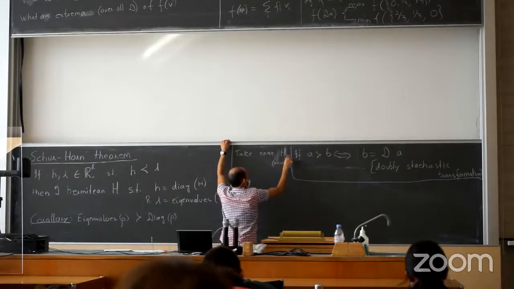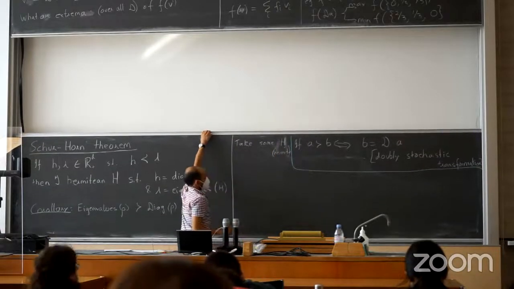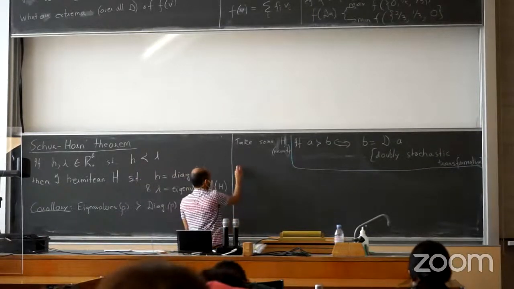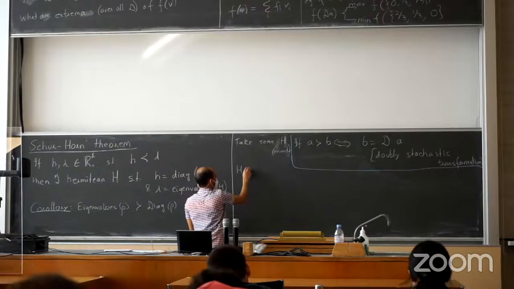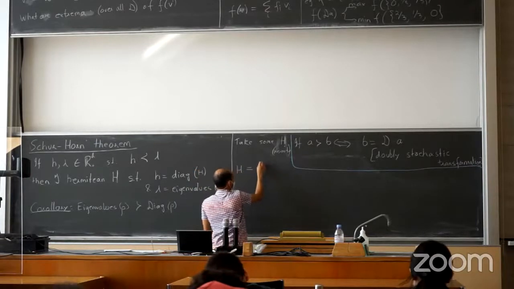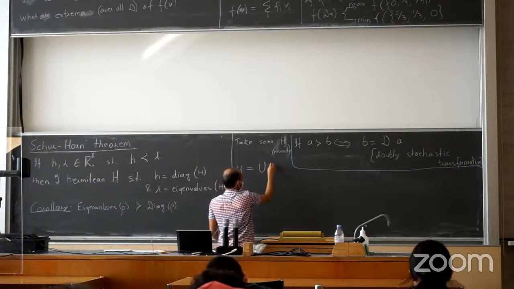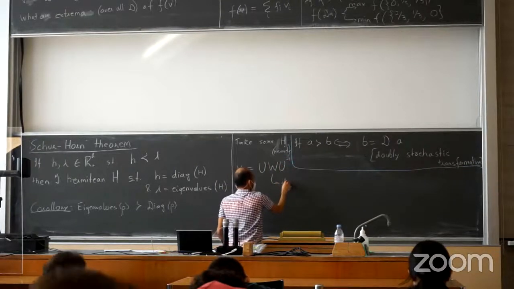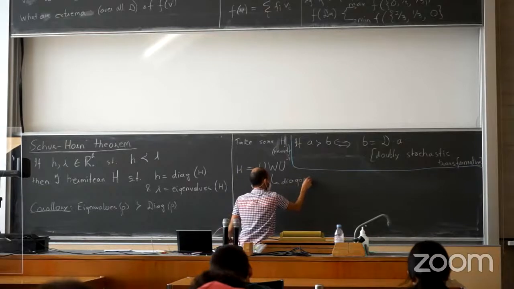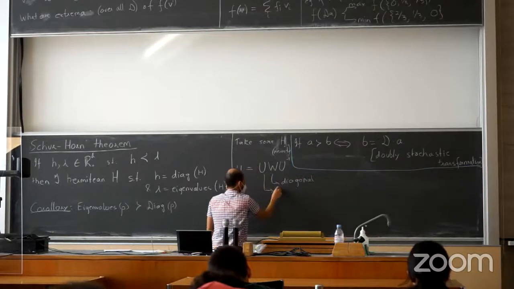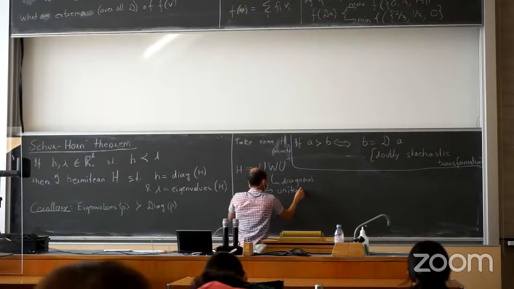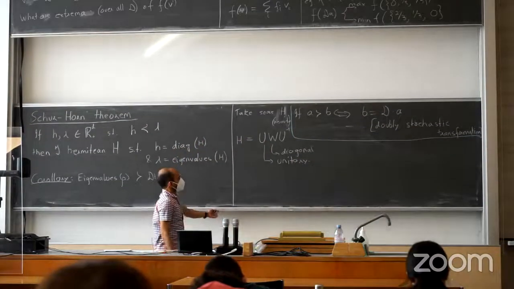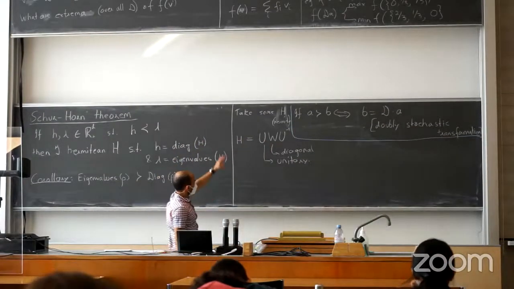Now, because it's a Hermitian matrix, we know that we can diagonalize this. What that means is there exists some unitary U such that H is equal to U W U inverse, where W is diagonal and U is unitary. Okay, so we know that this exists from linear algebra. Every Hermitian matrix can be diagonalized. I can write some unitary, some diagonal.